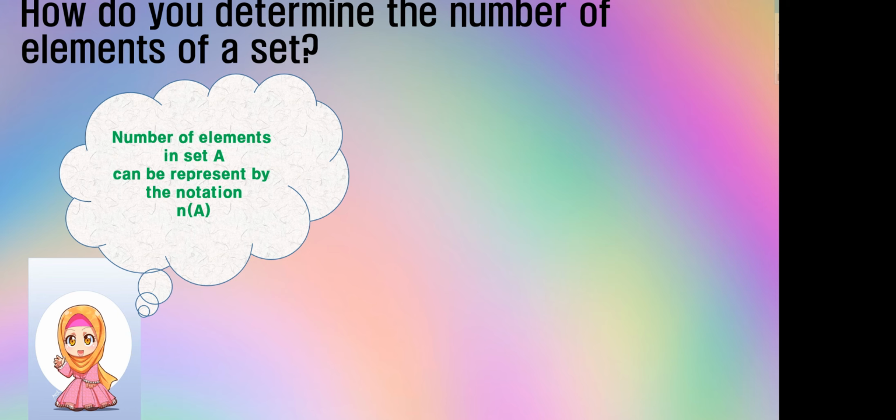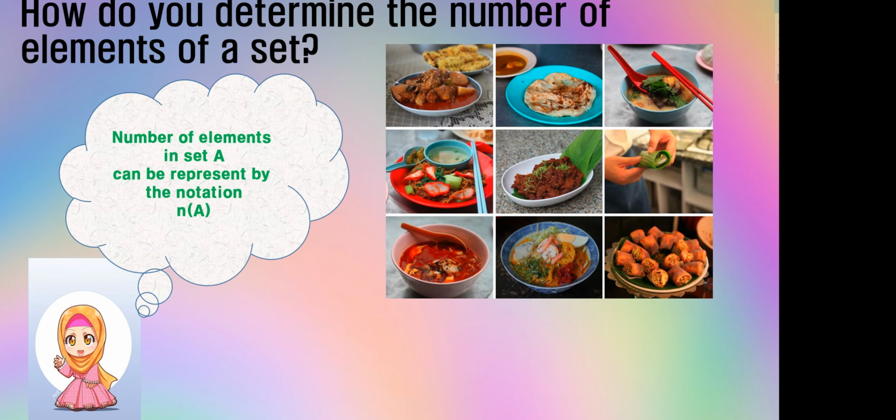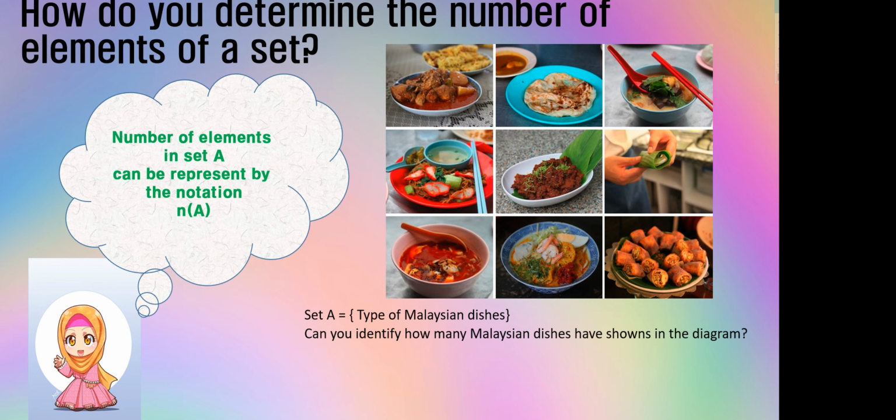How do we determine the number of the elements of the set? Well, I give you this diagram. You can see a lot of Malaysian dishes on the diagram. So if I need you to list out in set A, which is the type of Malaysian dish, how many dishes can you recognize on that diagram? Well, I think the answer is 9 because all the dishes shown above are Malaysian dishes.